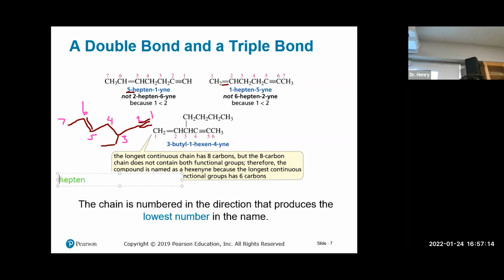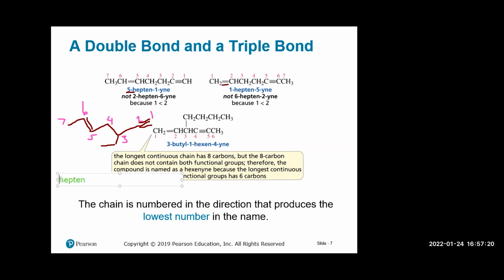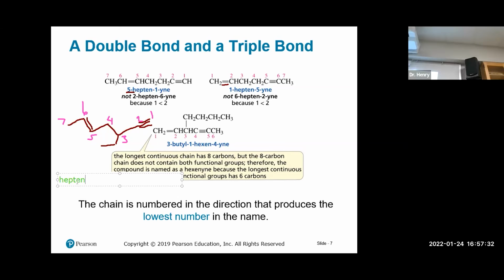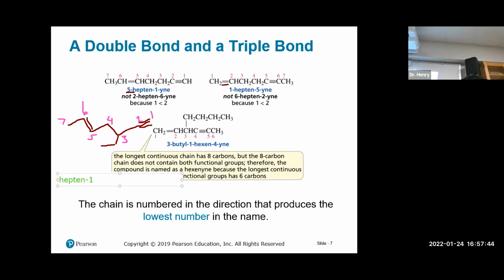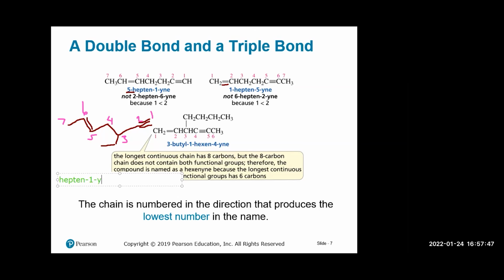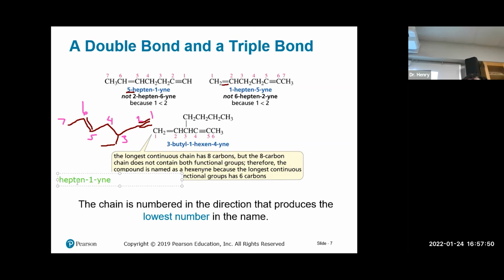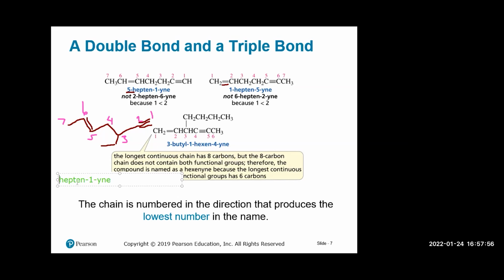Okay, so I need to put a number in front or after it. Either one, I think. Because there's a double bond and a triple bond. So how do I know where the double bond and the triple bond are at? So put 1 after and then ene or y-n-e. You're saying 1 after? Are you sure? Oh, yes. Okay. And then y-n-e. Then how do I know where the double bond is at? You put 5 before the heptyn.